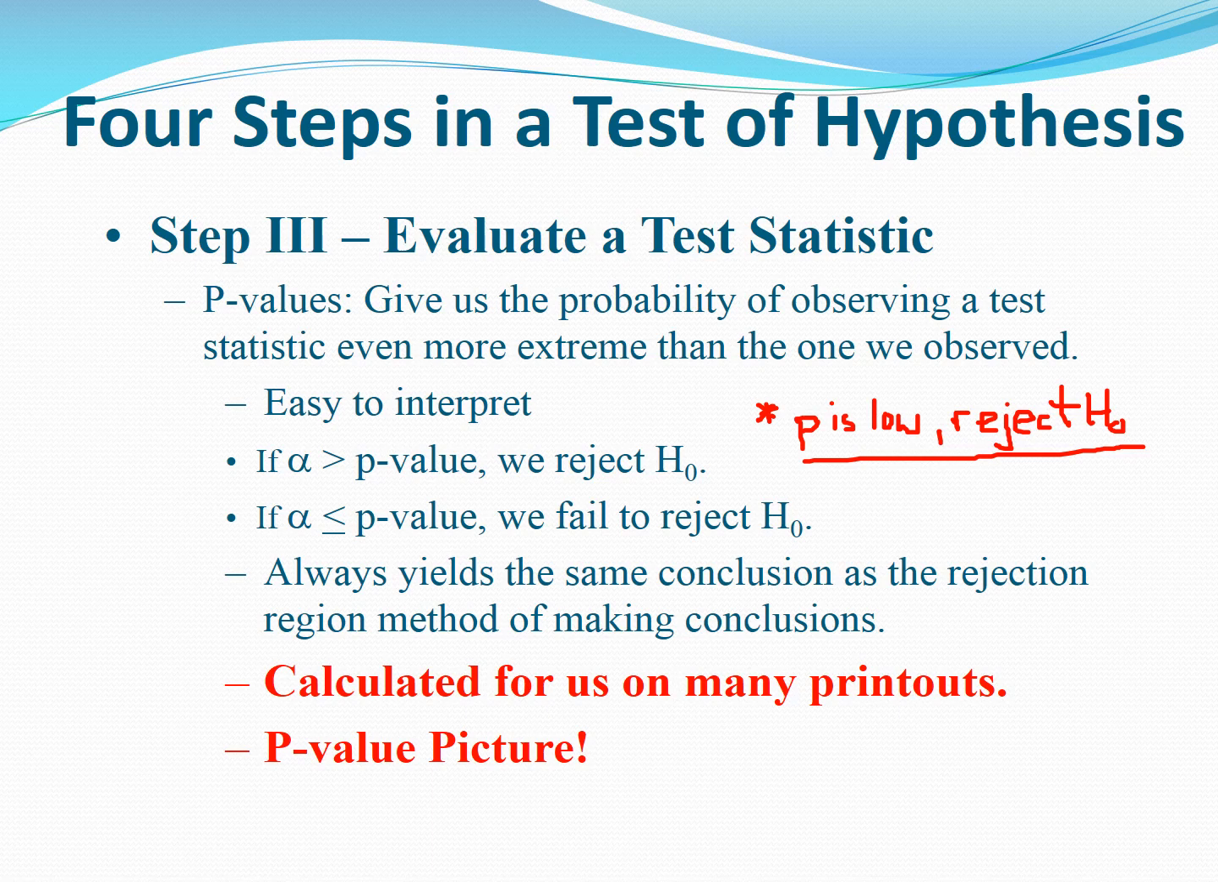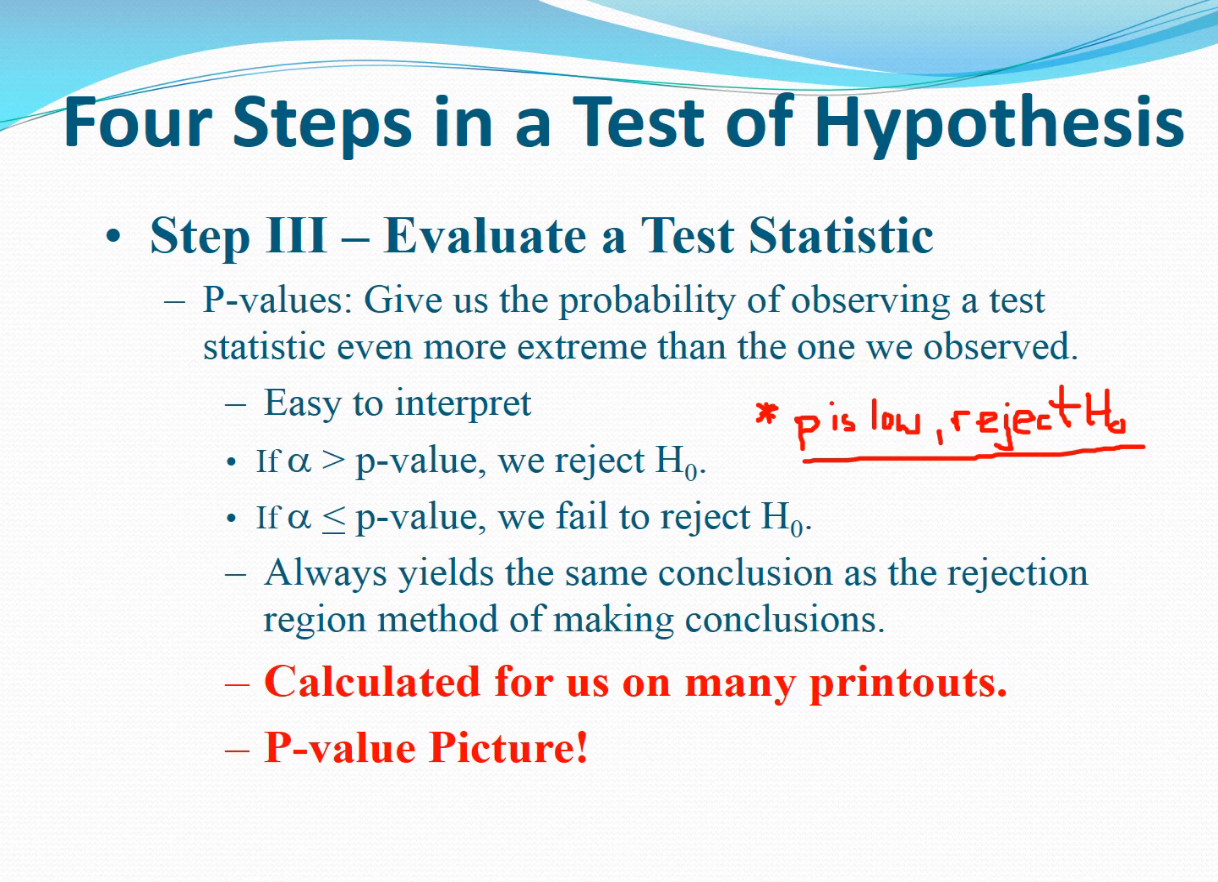But the p-value is calculated from the test statistic. I'm going to show you a picture in just a second. And so if the computer can figure out the test statistic for us and it knows what distribution to use, it can tell us that probability as well. And so test statistics and p-values are a team. We get both of them on the printouts. And so that's what we're going to use.